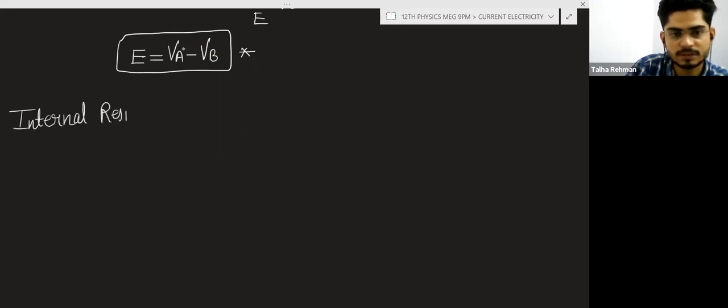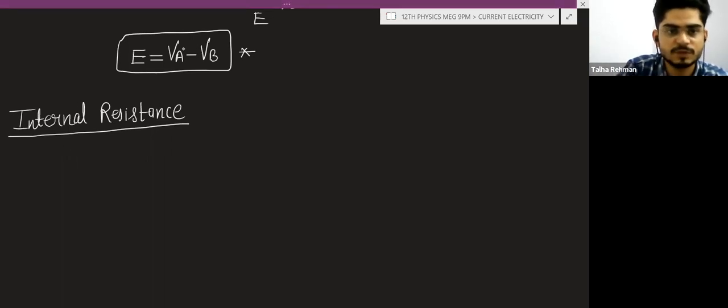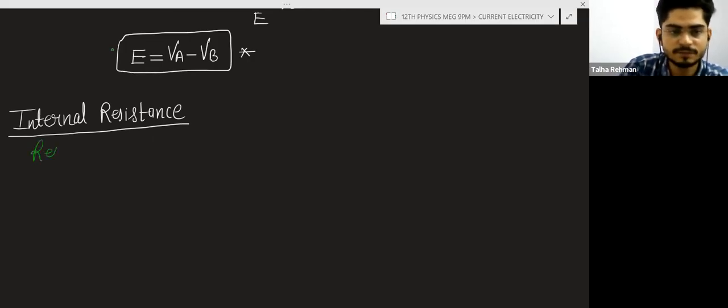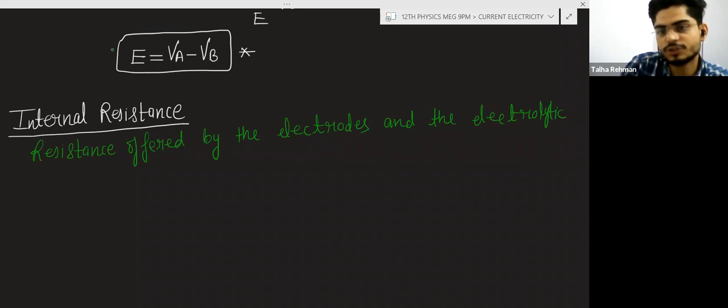Internal resistance. So basically, internal resistance of a cell is the resistance offered by the electrodes and the electrolytes. As we know that inside a cell, there is an electrolytic solution and the electrodes. So when the current passes through the cell, resistance is offered by those electrodes and electrolytes in the flow of current. That resistance is known as the internal resistance. So internal resistance is the resistance offered by the electrodes and the electrolytic solution in the cell.